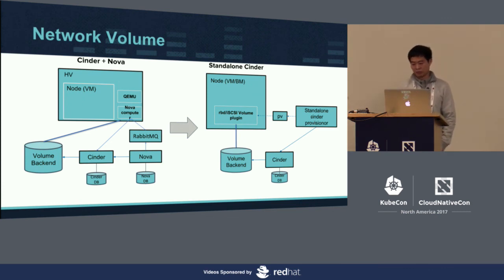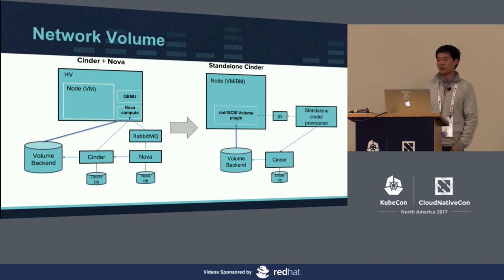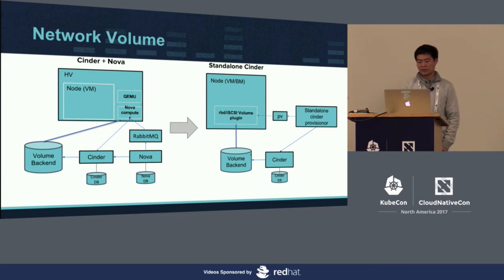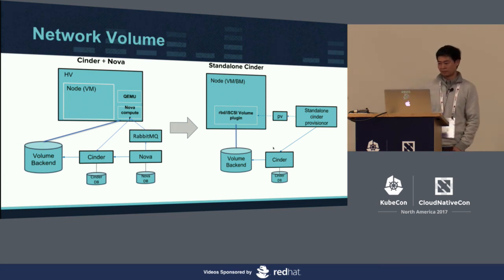That's the reason we switched to the standalone Cinder provisioner. By using the standalone Cinder provisioner, we can still let users use the Cinder PVC interface. But when a user creates a standard PVC, the standalone provisioner actually helps create an RBD or iSCSI PV on the Kubernetes side. So it has much less third-party dependency, and it can improve the attach-detach reliability of network volumes.